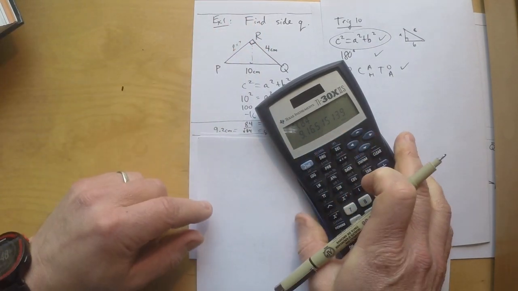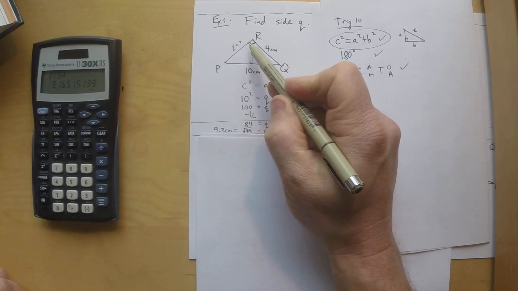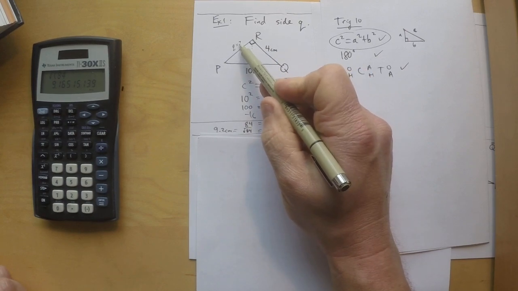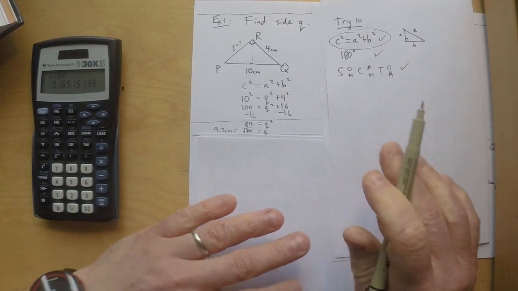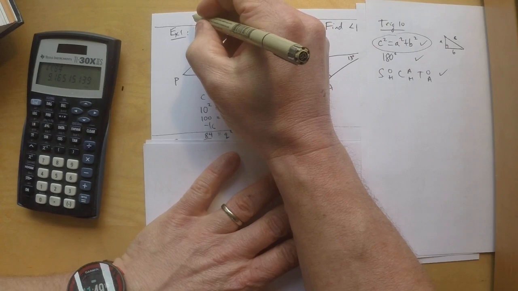And then I would always think about it. Does that answer make sense? Does this length here, should it be less than 10? Well, the hypotenuse of a right angle triangle is always the longest, so it makes sense that it is less than 10. Okay? So that's a Pythagoras review. Then comes number 2. So there's good old Pythagoras.